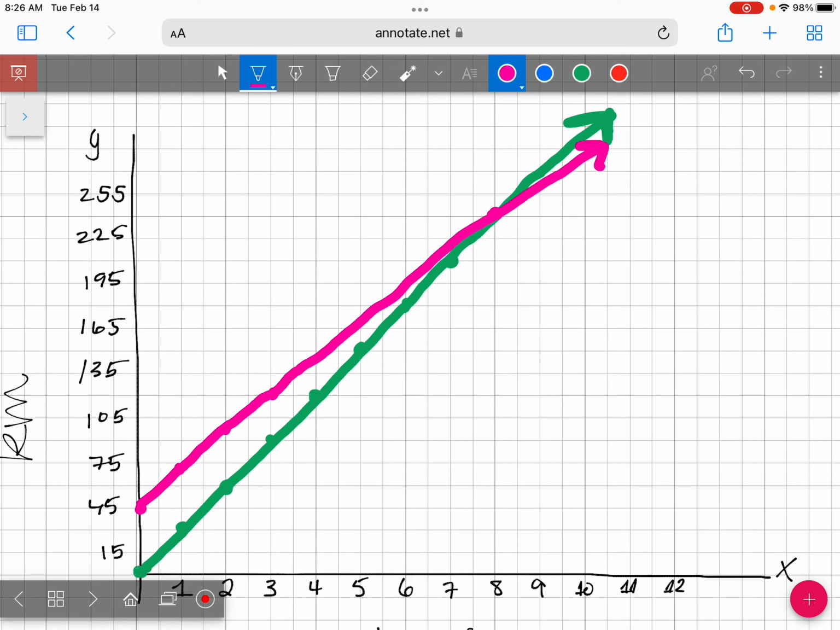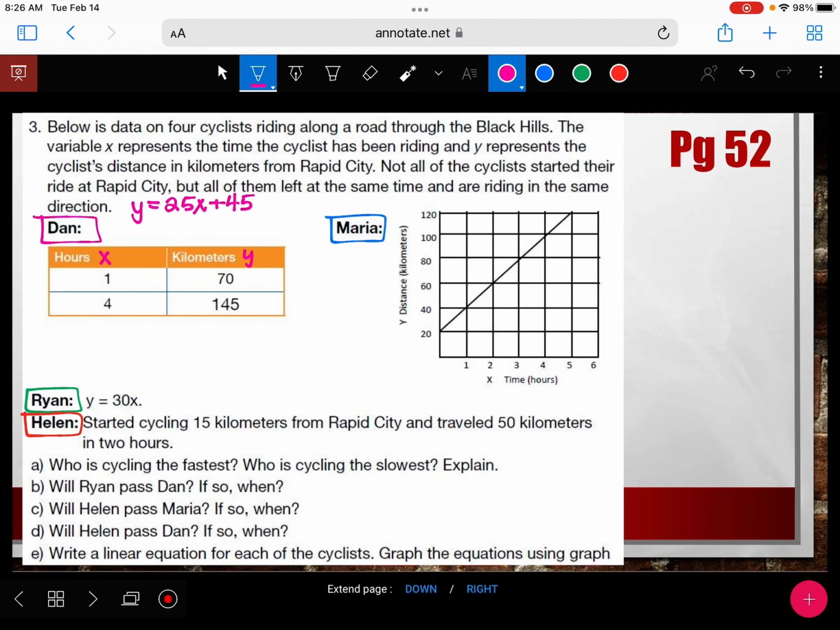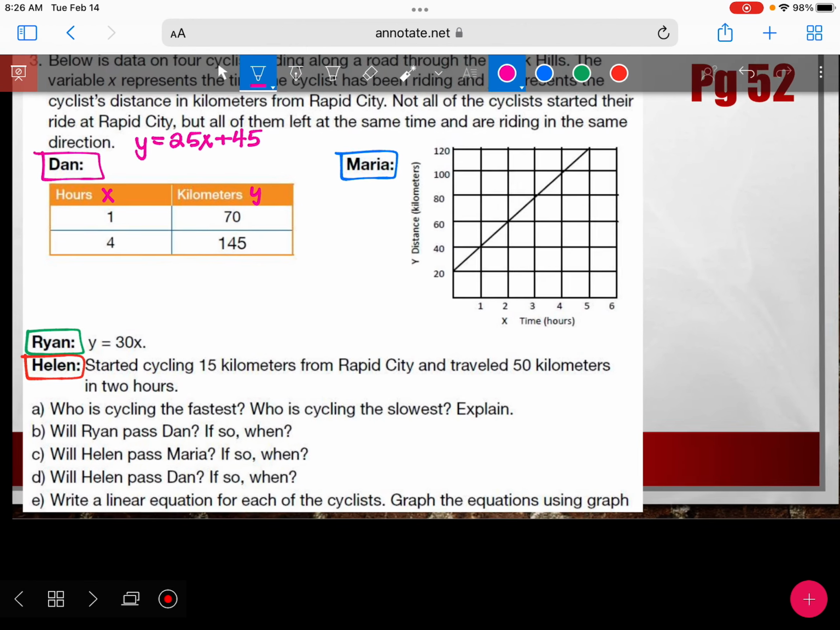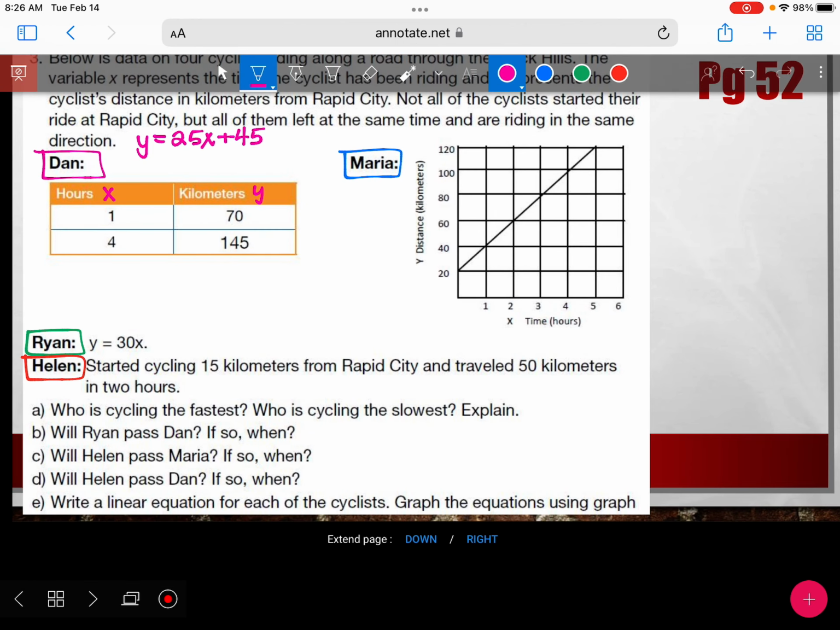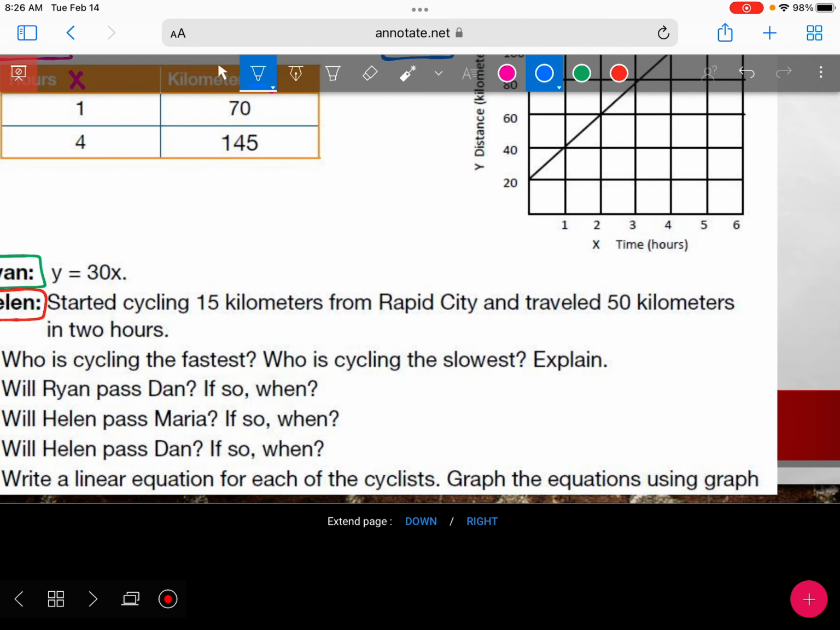Okay? Look good so far? We understanding where we're going? All right. Back to our graphs, or the information we're given. Who do we want to do, Maria or Helen next? Helen. Okay. She started cycling 15 kilometers from Rapid City and traveled 50 kilometers in 2 hours.